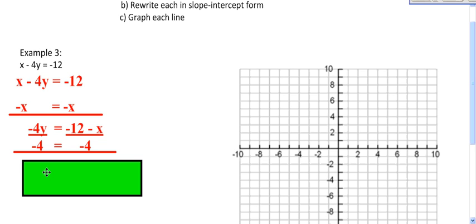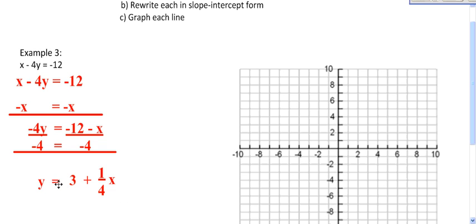After dividing both sides by -4, your 4's will cancel out, leaving us with y. -12 divided by -4 is 3. X, remember, we can put a 1 here. This is really -1x. -1 divided by -4. Two negatives make a positive, and we'd have a positive 1/4 x.